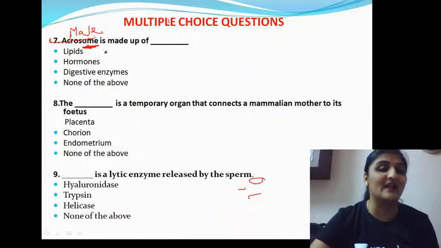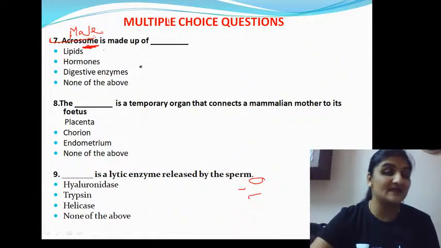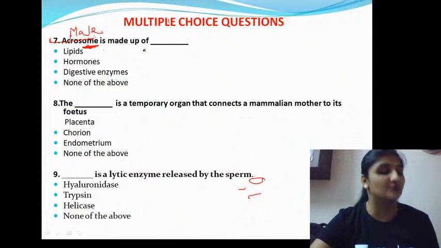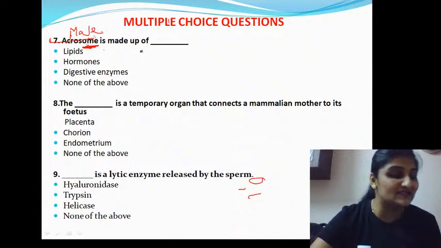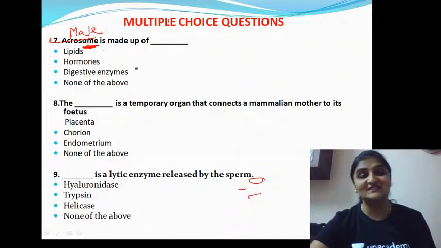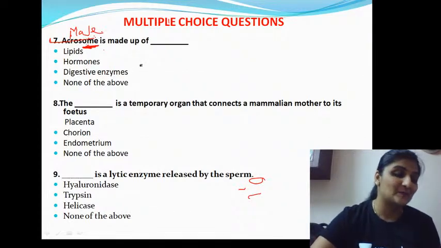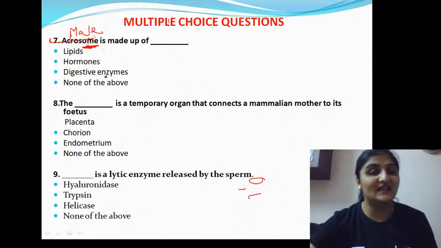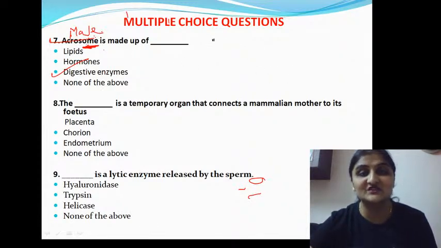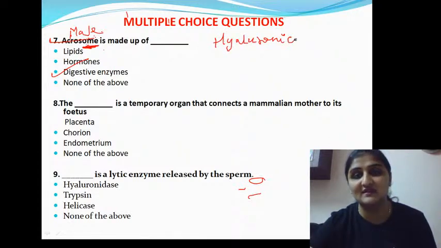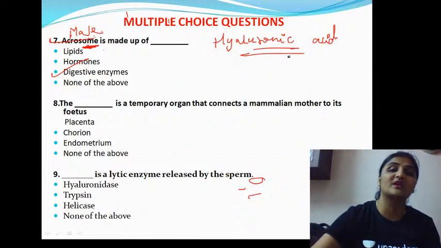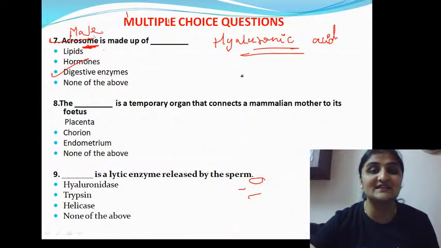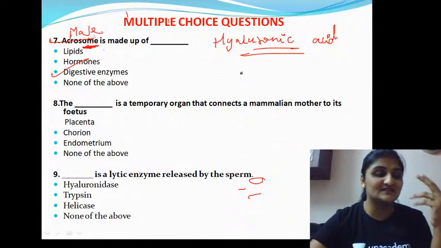So hit the right answer from the options given below. Now you know it is the head of the sperm, correct. But what does it contain inside? Confused? Shall I tell you the answer, everybody? The right answer is digestive enzyme, students. And which is the digestive enzyme here? It is hyaluronic acid in the presence of the hyaluronidase enzyme. So hyaluronic acid, you can remember.